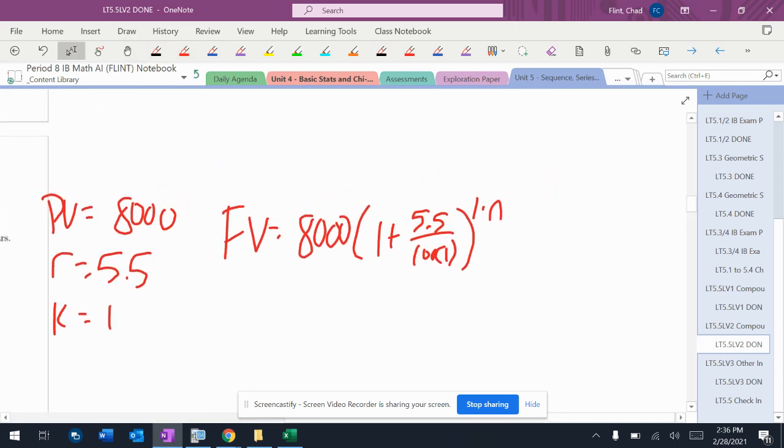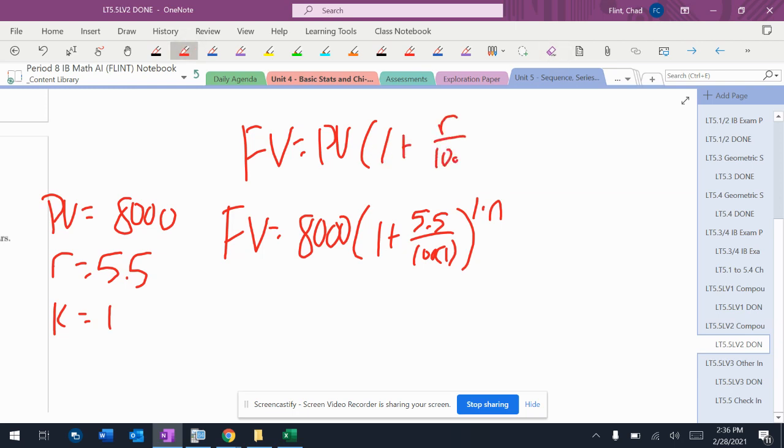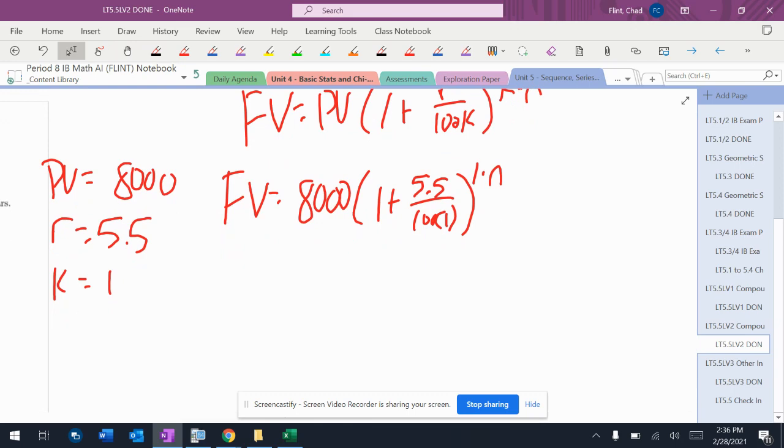All right, I'm going to write the formula down. It's future value equals present value times 1 plus r over 100k to the n, sorry, not n times t. The formula I used to use was n times t. It's k times n. All right, that's the formula that you use. That's the answer to A right there.